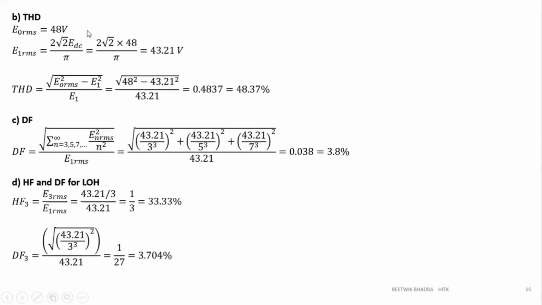E1 RMS, we know the formula. En RMS formula is 2 root 2 EDC by n pi. So E1 RMS will be, n replaced by 1, 2 root 2 EDC by pi. So 2 root 2 into 48 by pi gives you 43.21. Now you just substitute in the formula. You already got your 48 volt as E0 RMS, and E1 RMS as 43.21. You can calculate your THD. So substitute your formula, root over 48 square minus this square, divided by 43.21, will give you 48.37%.